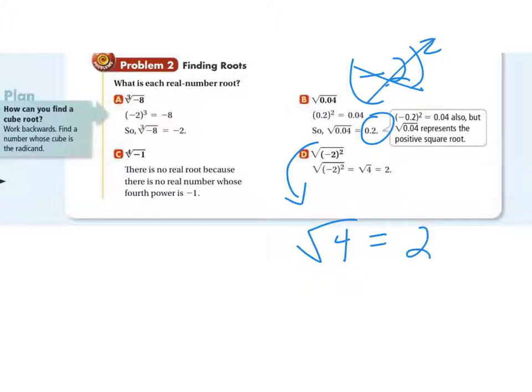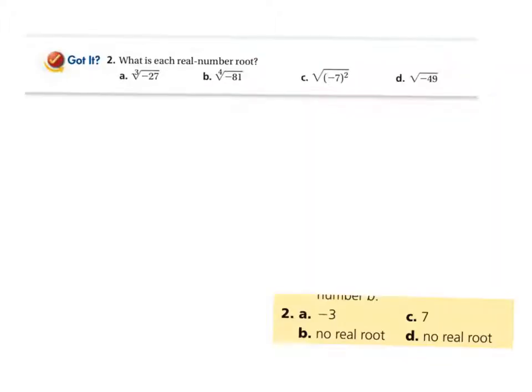Now again, we do know negative 2 satisfies that, but because of the property of nth roots of nth powers, we only want the principal square root. Okay? Hope that makes sense. Again, a couple slides, I'm going to touch on that again after we go through the Got It's for this one. Alrighty, so taking a look here, what is each real number root?